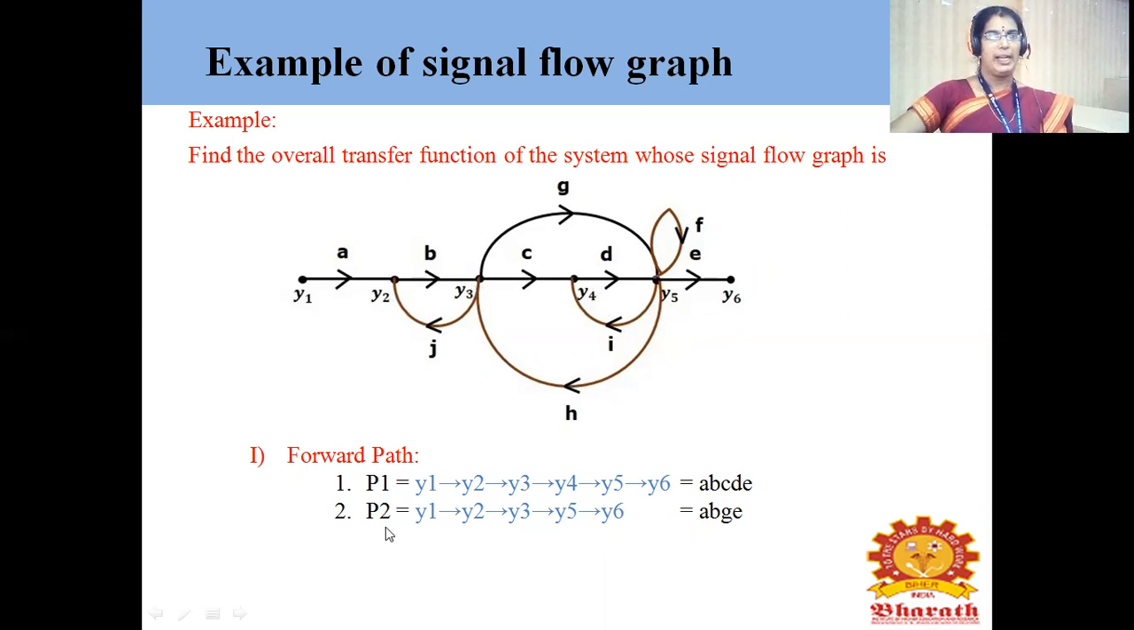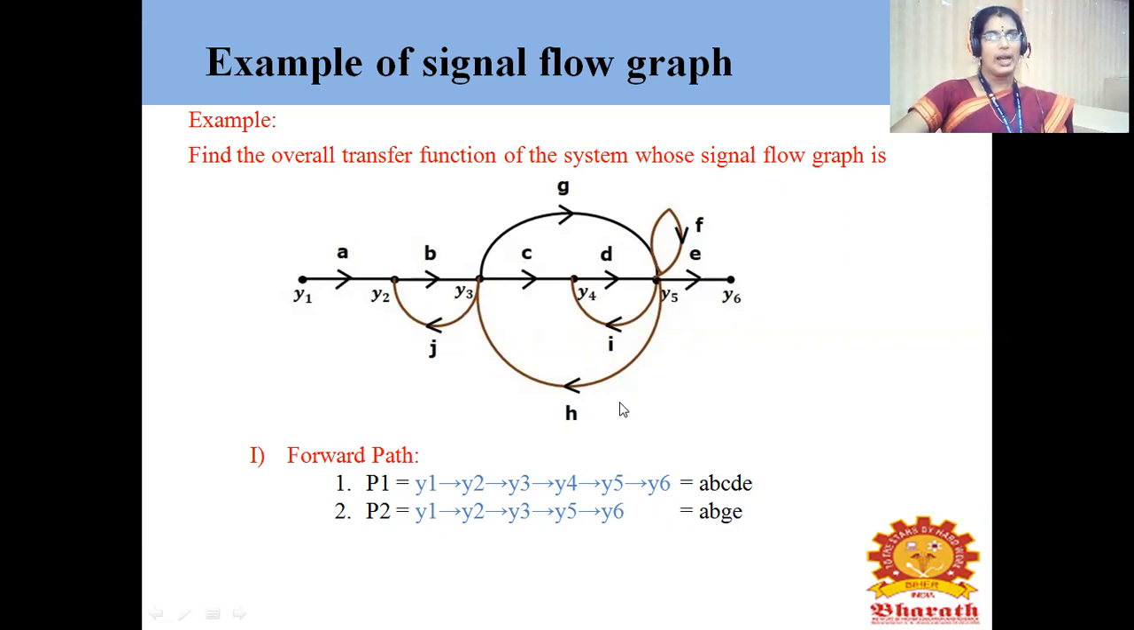Second one, P2, is nothing but Y1, Y2, Y3. Then you can see, only the forward path we have to consider. So Y3 to Y5 it is directly connected. From Y5 it is moving to Y6. So what are the gains which are connected here? A, B, G and then E. That is what I have given: the product of all the gains in the second forward path.